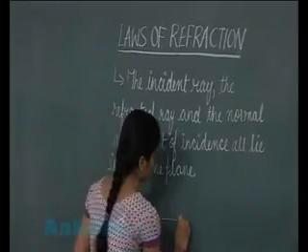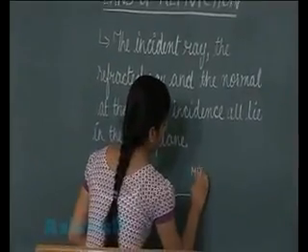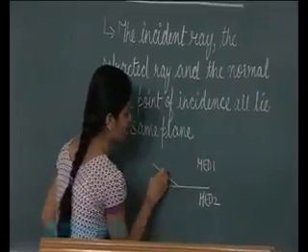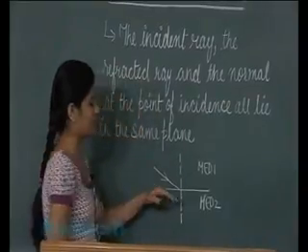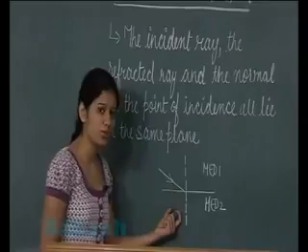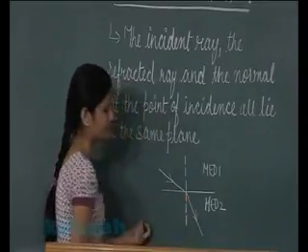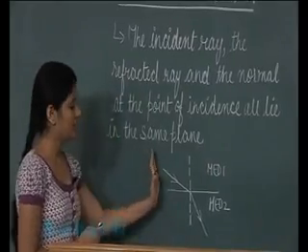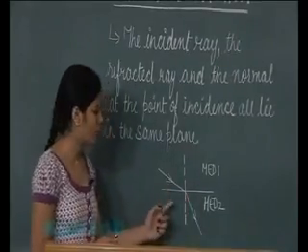Now students, see, this is the boundary which is separating two media, that is medium 1 and medium 2. This is the incident ray, this is the normal, this is the point of incidence, and as the light is going from medium 1 to medium 2, its direction gets changed. So this will be the refracted ray. According to the first law of refraction, the incident ray, normal and the refracted ray all lie in the same plane at the point of incidence.